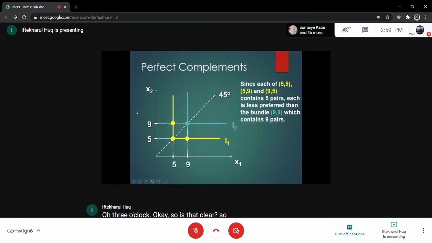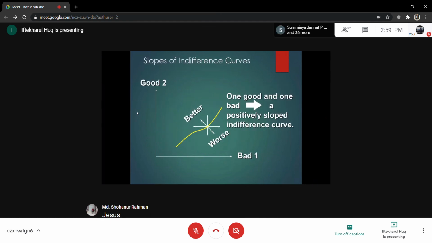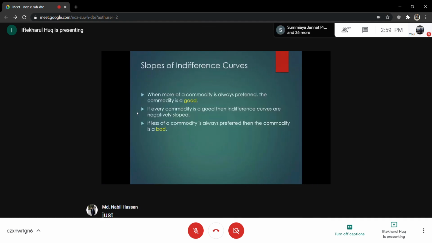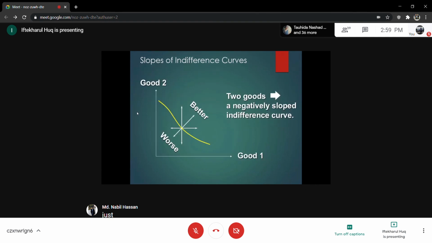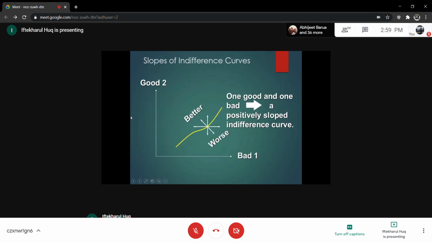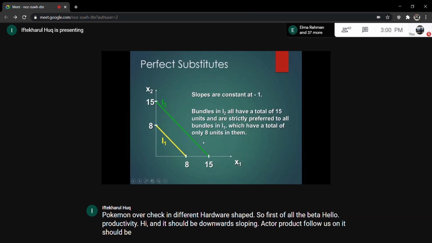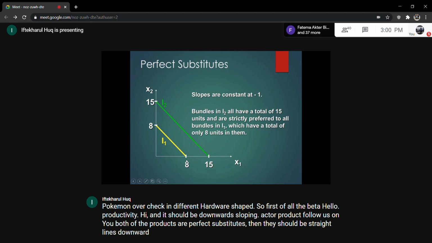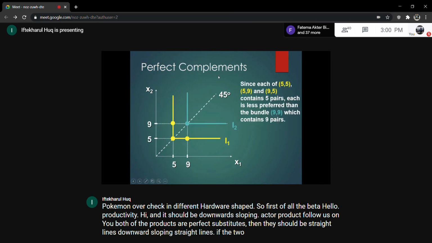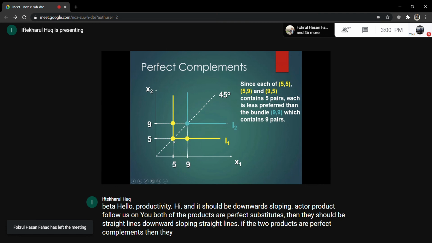So just very quickly, if I summarize, প্রথমত হচ্ছে ইনডিফারেন্স কার্ভের শেপ নিয়ে আমরা কথা বলছি. So first of all, যদি দুইটা প্রোডাক্টই ভালো হয়, then it should be downward sloping. একটা প্রোডাক্ট ভালো এবং একটা প্রোডাক্ট যদি খারাপ হয়, it should be upward sloping. If both of the products are perfect substitutes, then they should be straight lines, downward sloping straight lines. If the two products are perfect complements, then they will look like a L-shaped indifference curve. Okay, so I rather stop here.